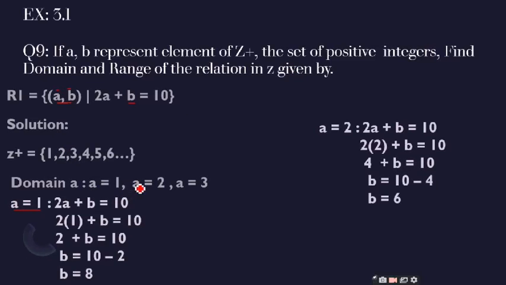Let's have the second domain. The second domain is A is equal to 2. So we have the equation 2A plus B is equal to 10. Now put the value of A: 2 multiplied by 2 plus B is equal to 10. 2 twos are 4, plus B is equal to 10. B is equal to 10 minus 4, which is 6. The second range is 6.